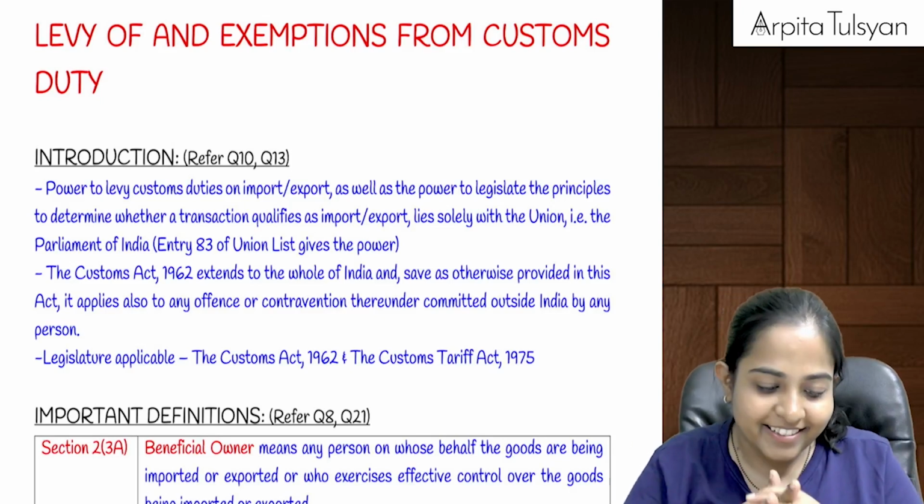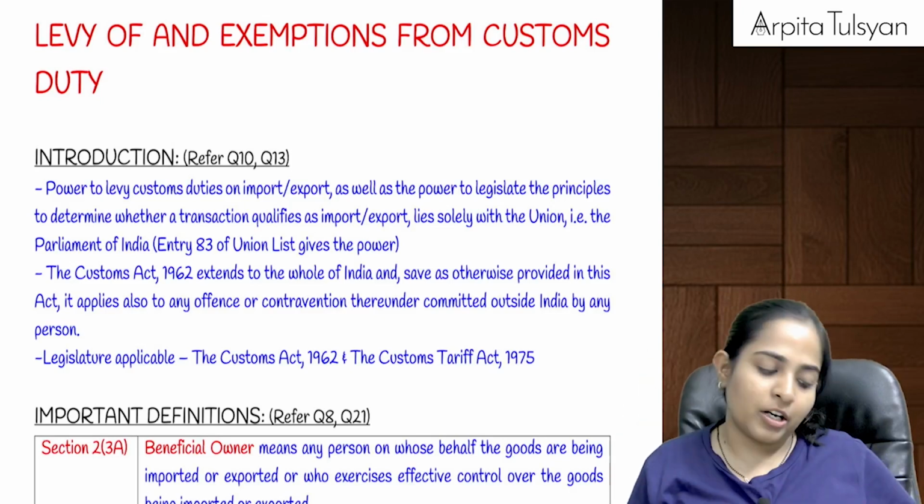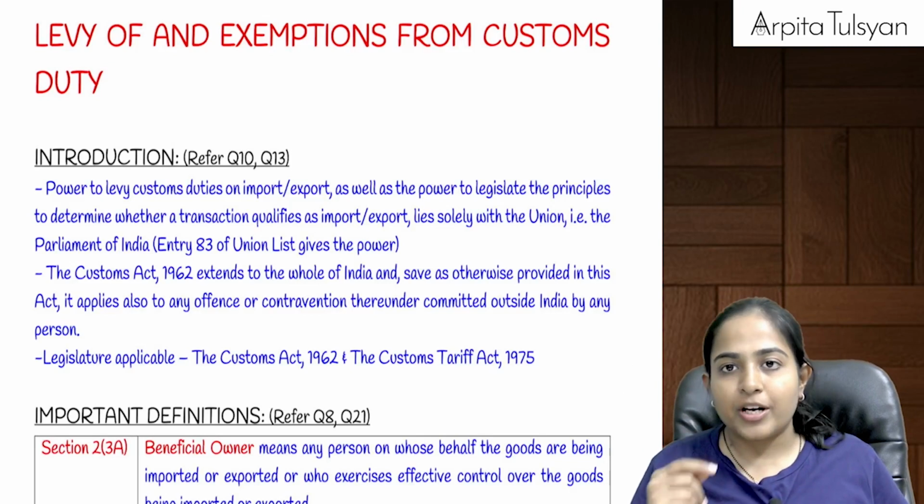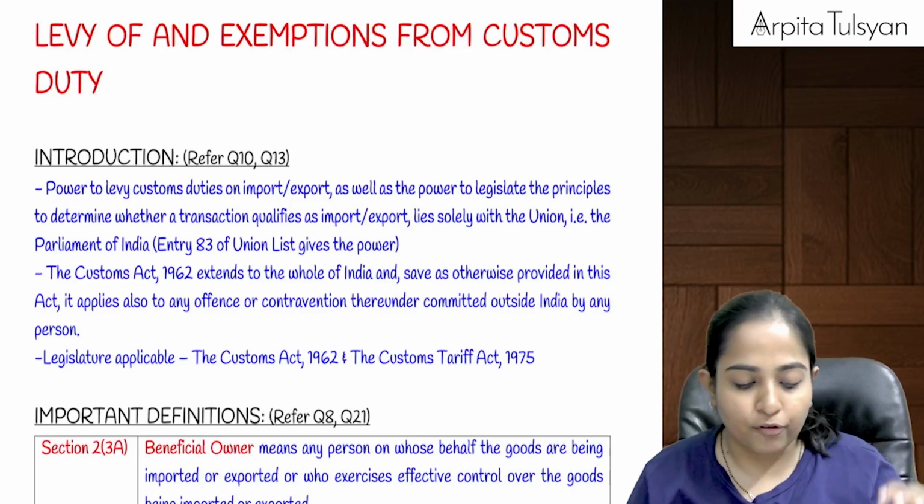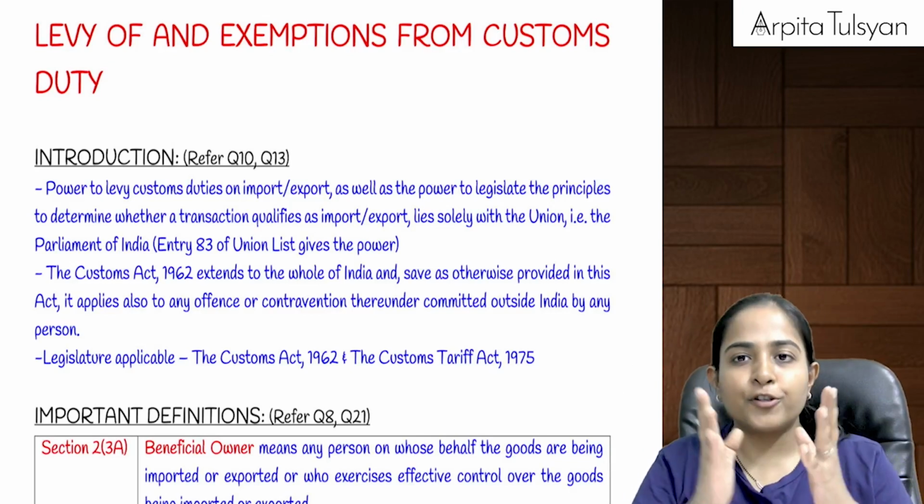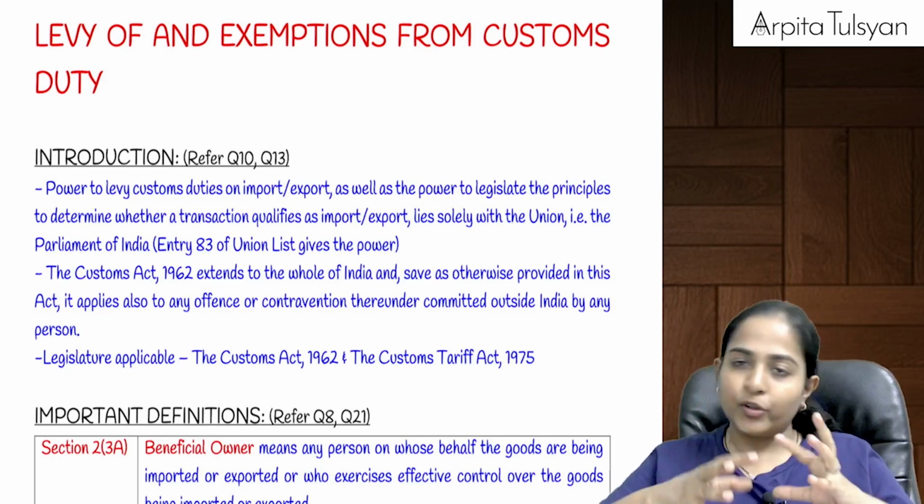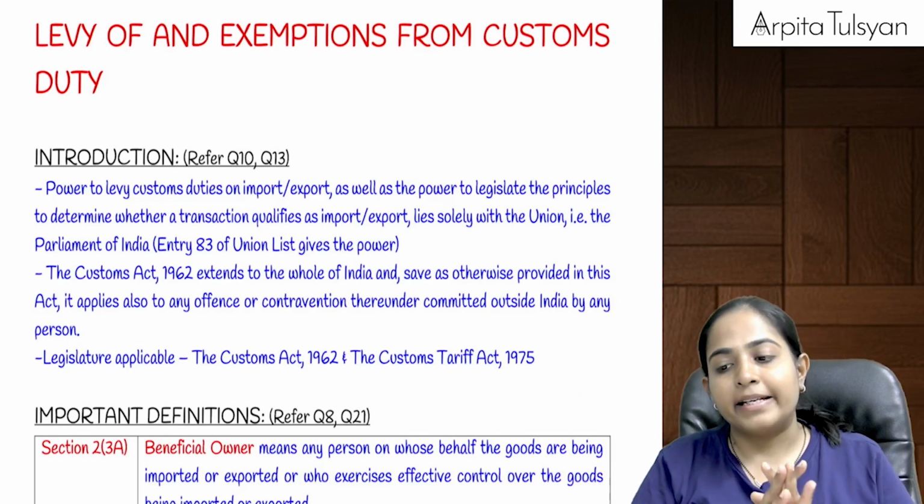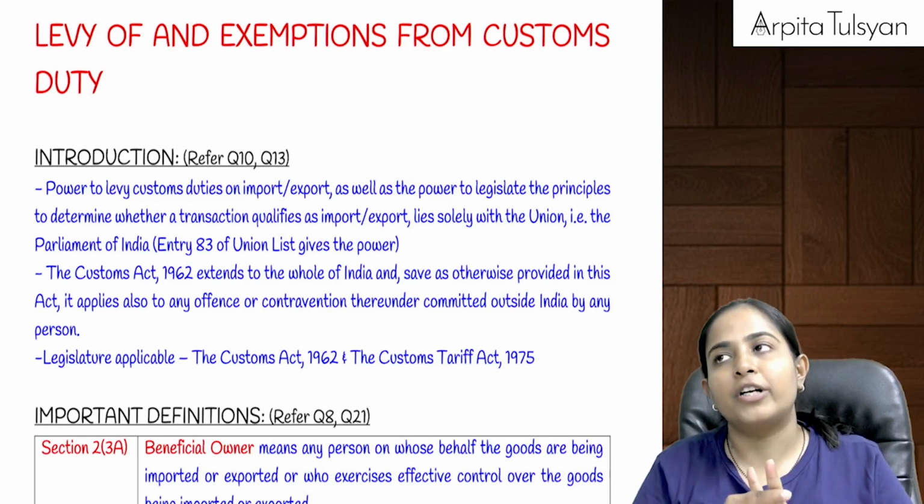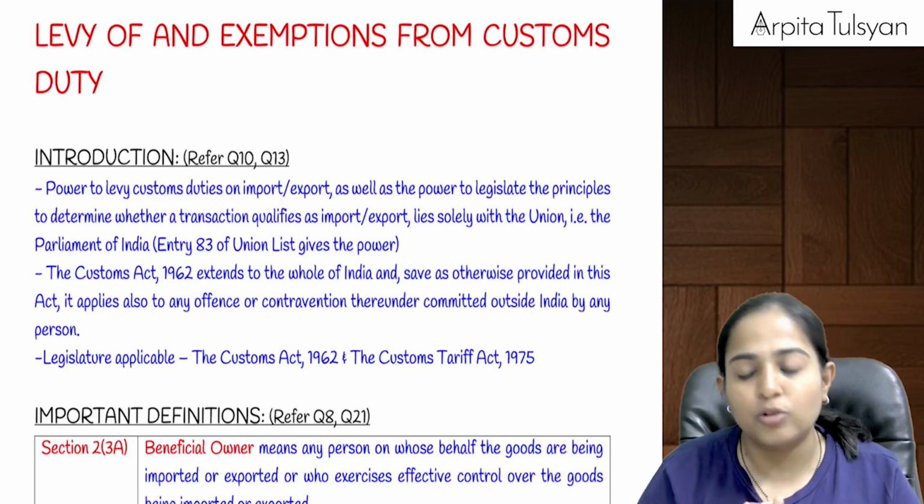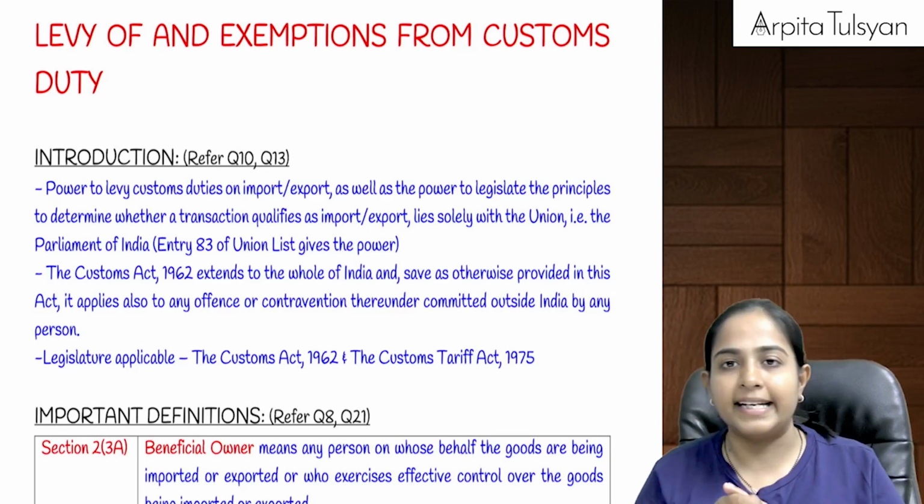Okay, so let's start with the customs revision now. We are starting with the first chapter, that is levy of and exemptions from the custom duty. First of all, we need to understand why customs is leviable. This is a very old law. Two laws we are going to study: one is the Customs Act 1962 and the other one is Customs Tariff Act 1975.